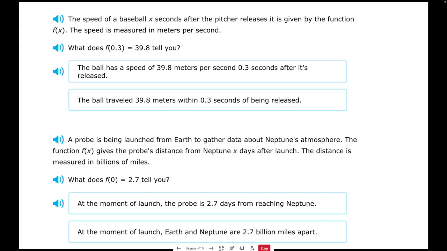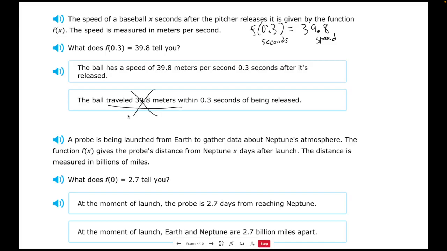Okay, now that you've had time to work on these problems, let's check your solutions. For this first problem, the 0.3 represents the seconds, and the 39.8 is the speed. So this bottom answer is incorrect because it said the ball traveled 39.8 meters, and that's a distance. This one says the ball has a speed of 39.8 meters per second. That one is correct.